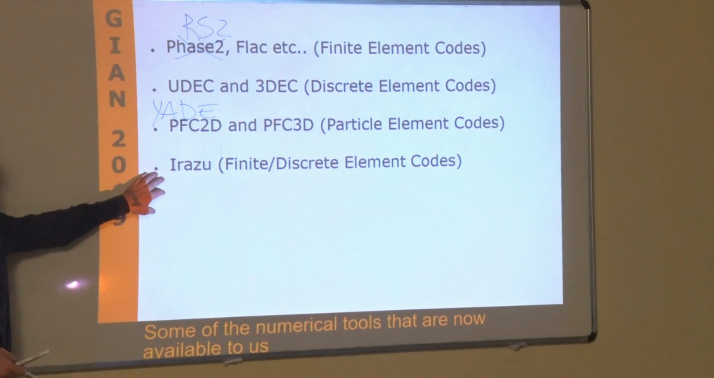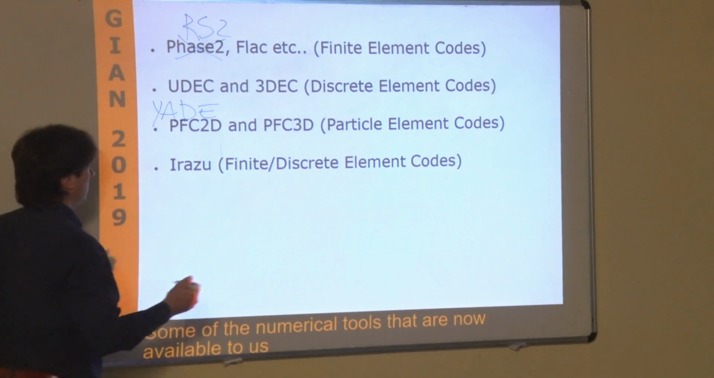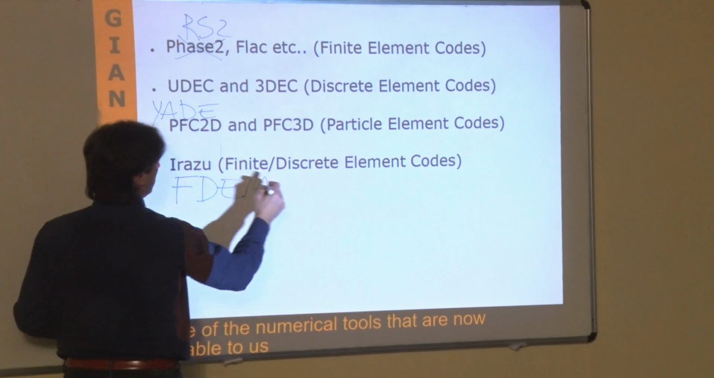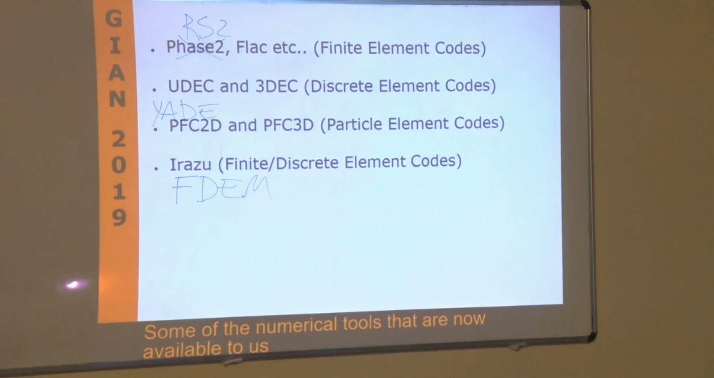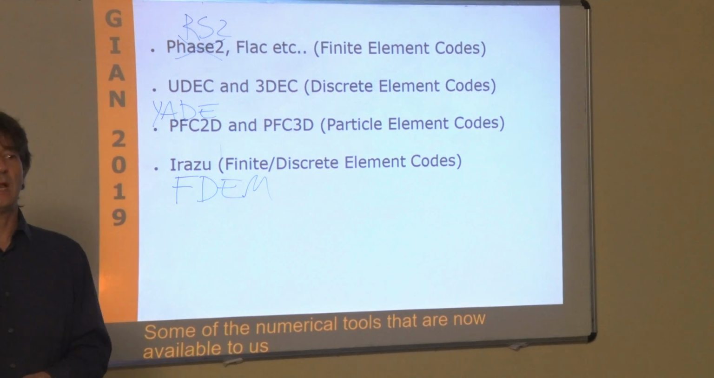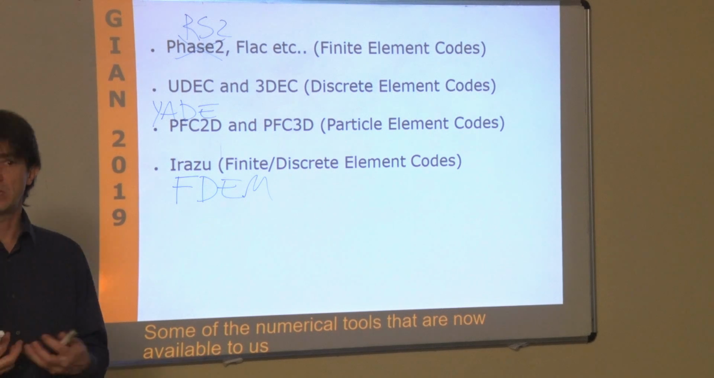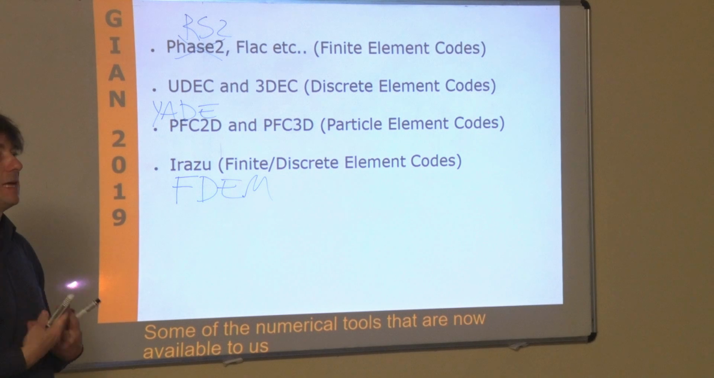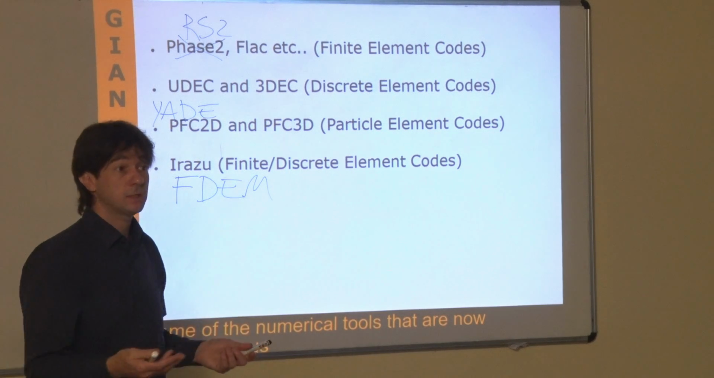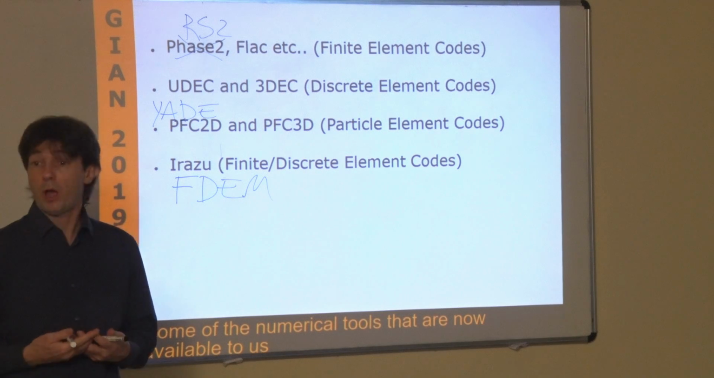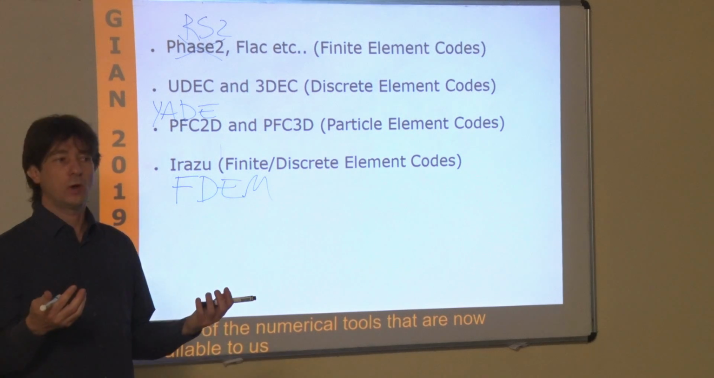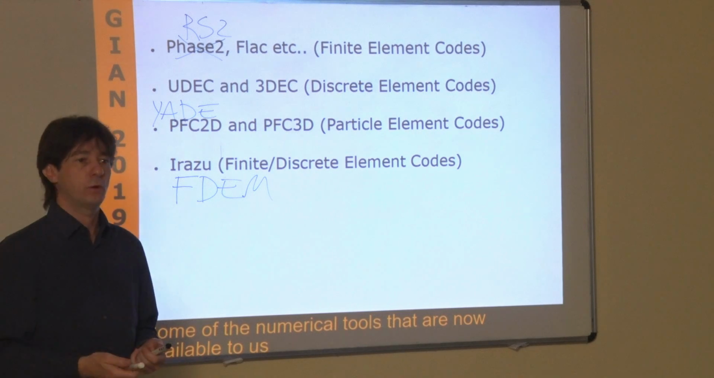And then here are hybrid codes that are generally called FDEM. They are hybrid in the sense that they solve at the same time the finite elements for the continuum and the discrete elements for the fracture, so for the discontinuum. It means that they can break the continuum into several parts by using a fracture mechanics approach, and by doing that, now you have parts that start to interact and deform.